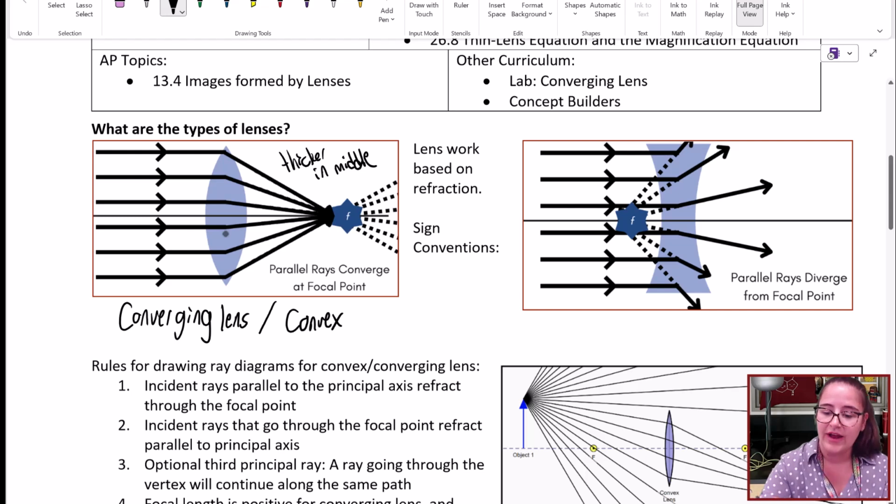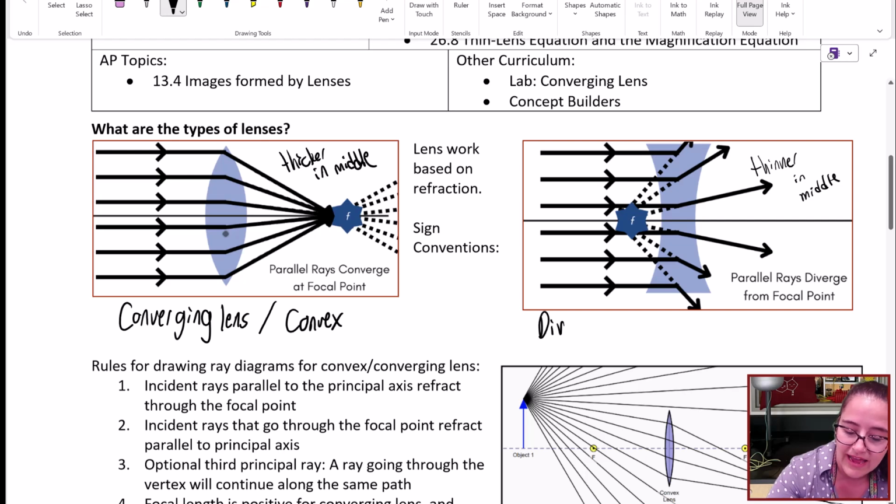Where if the lens is thinner in the middle, then it's going to make the rays that go through it diverge. So we call it a diverging lens. Okay, and it has concave sides normally.